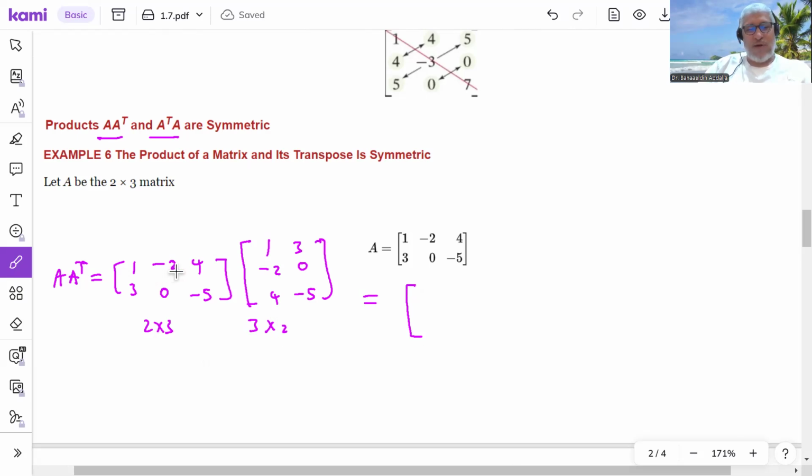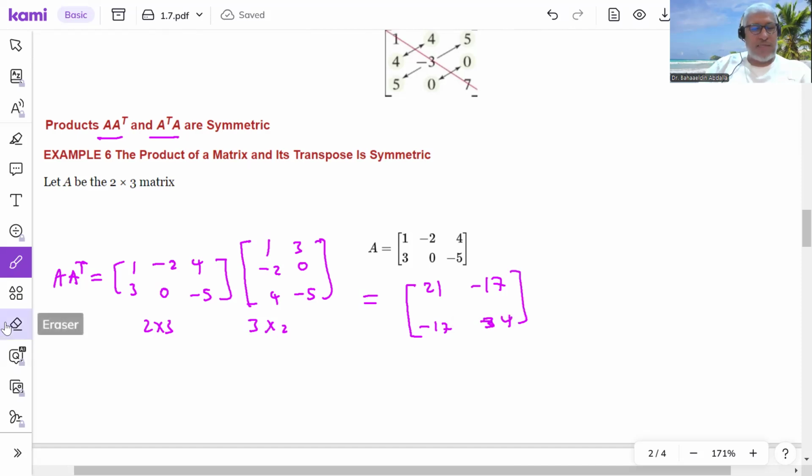1 plus 4, 5 plus 16, 21. The first row times the second column, 3 minus 20, so negative 17. The second row by the first column, 3 minus 20, that's negative 17. The second row by the second column, 9 plus 25, that's 34.